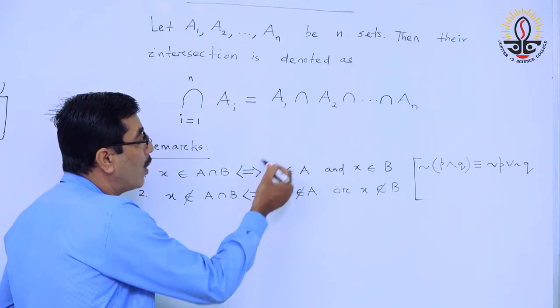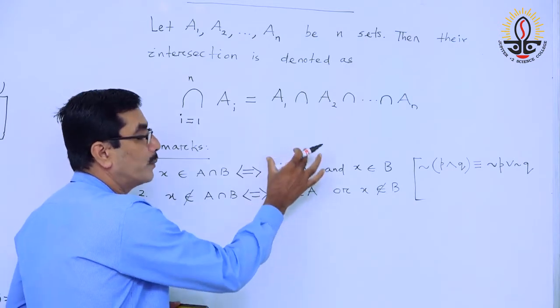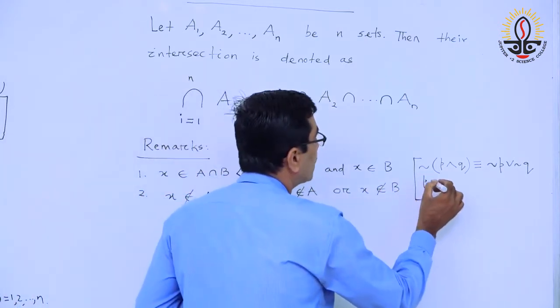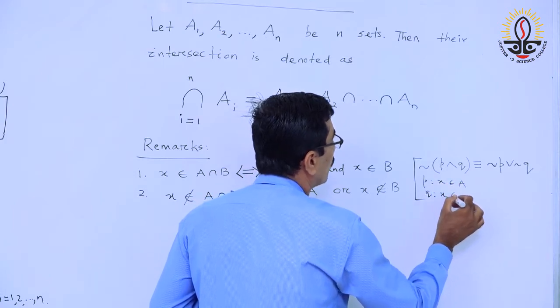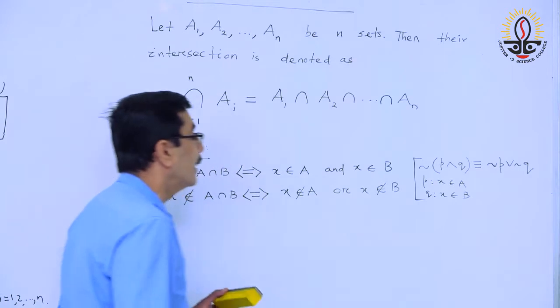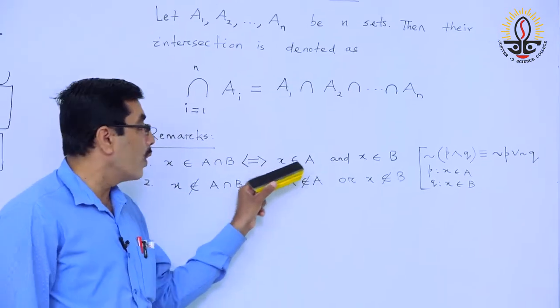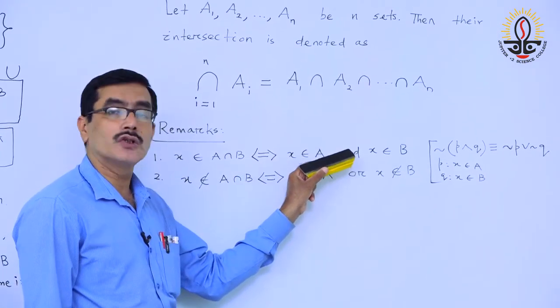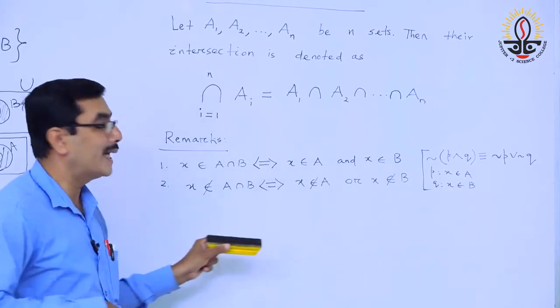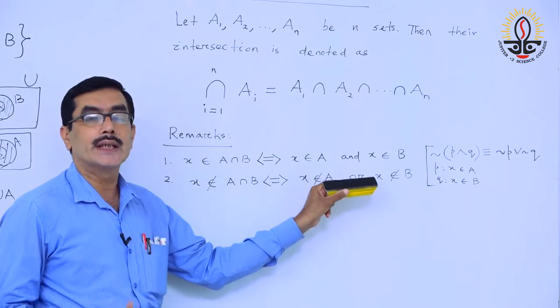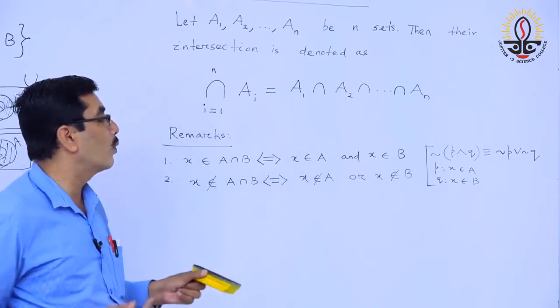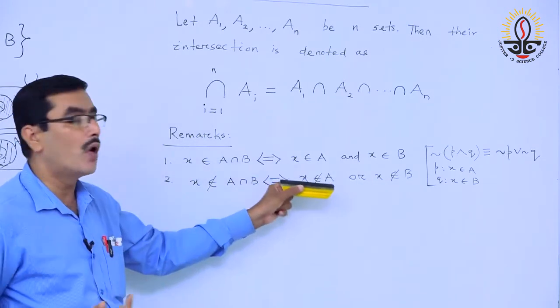Therefore, suppose P is x belongs to A and Q is x belongs to B. Then the upper line is P conjunction Q, and its negation will be negation of P disjunction negation of Q.